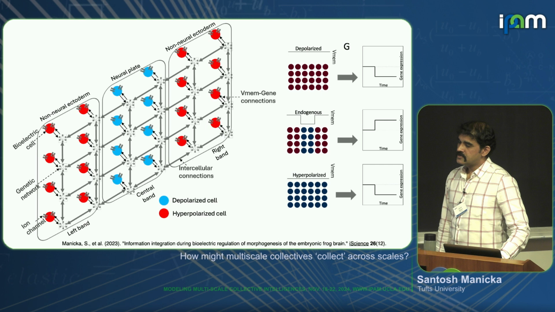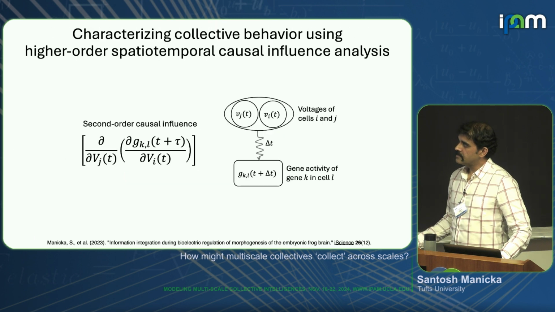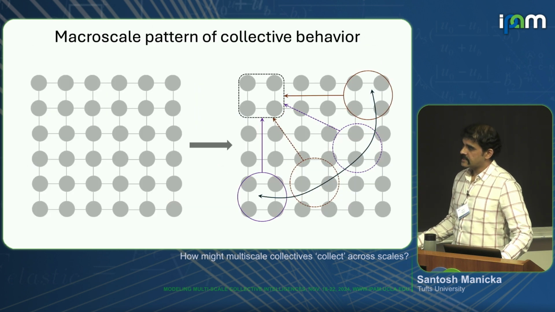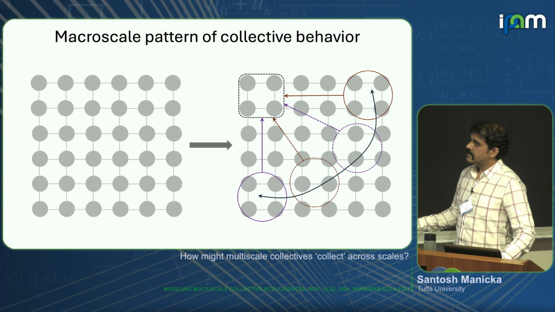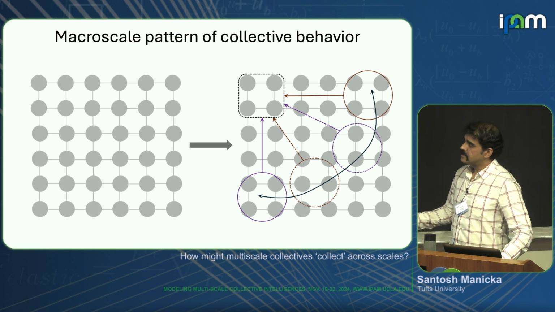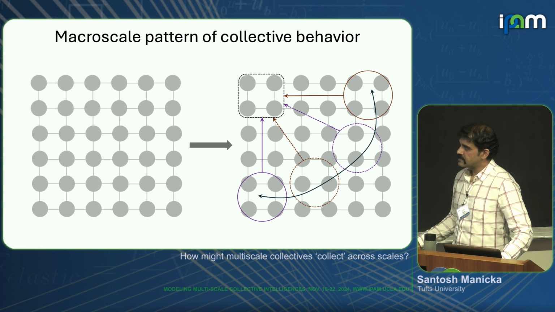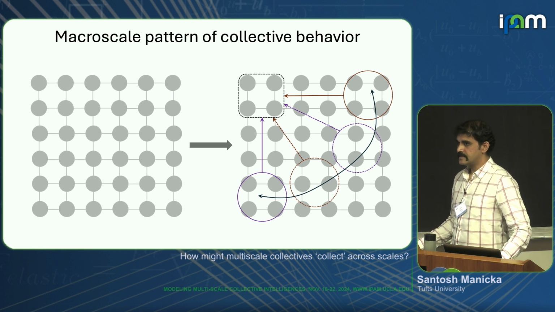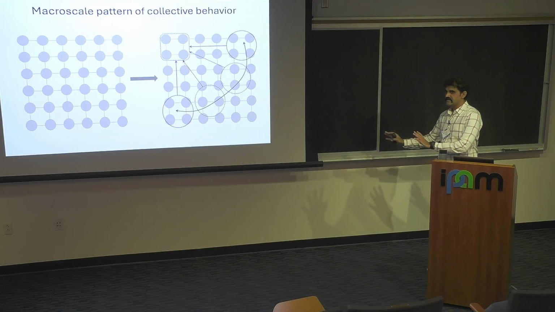And so to understand that, we did this analysis. We made these causal networks. And then I just schematized it and showed that there is some sort of second-order causal influence that spans across the entire tissue. And perhaps by doing this, it's able to collect information across the entire tissue and help make collective decisions in terms of the gene activities. So that's the conclusion here.